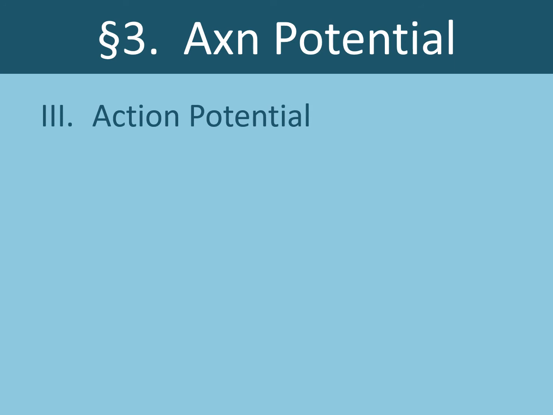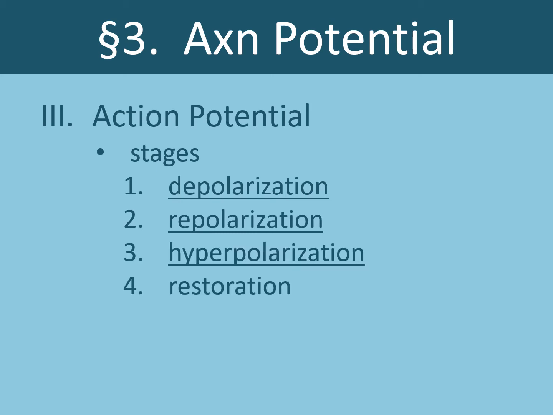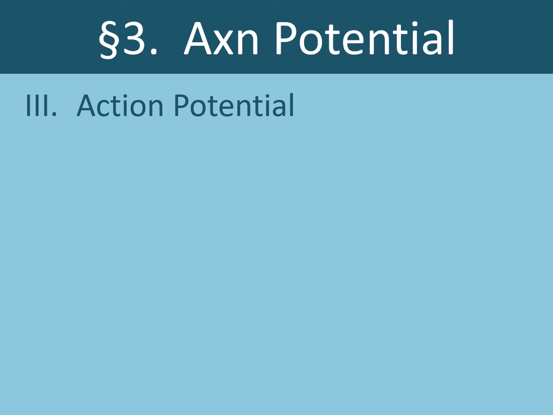Action potentials have 4 stages. In stage 1, the process of depolarization occurs. Stage 2 is repolarization. Stage 3, hyperpolarization. And step 4 is the return to rest, which I nickname the restoration stage. An action potential begins with the process of depolarization.